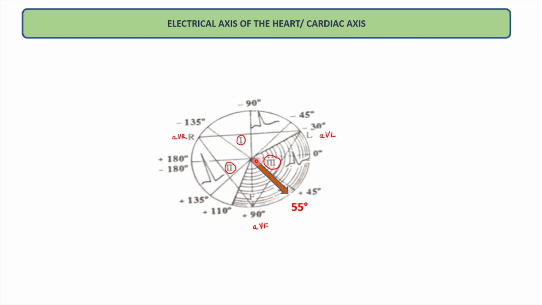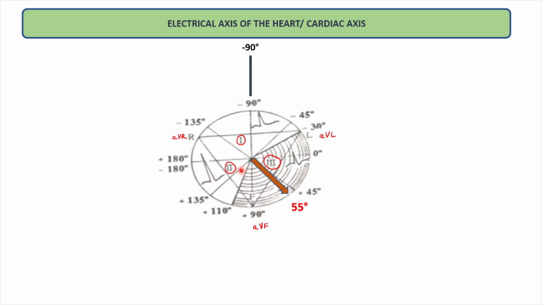And this impulse generated in the SA node causes contraction of the heart and relaxation of the heart, that is systole and diastole. And these cardiac impulses cause generation of the 5 vectors, and the electrical axis of heart or cardiac axis is the resultant of these 5 vectors of ventricular depolarization, or it is also called the mean of the QRS waves of ECG.